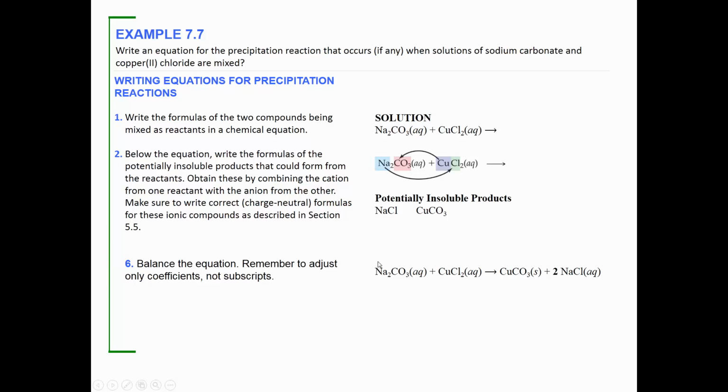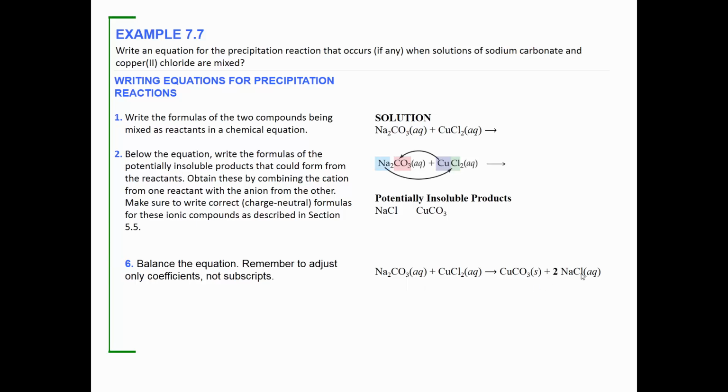And to make this balance, we have 2 sodiums, 2 chlorides. So we put a 2 in front of the sodium chloride. The others, we have 1 of these, 1 of these. So these are all balanced already. So we don't have to do anything more there.